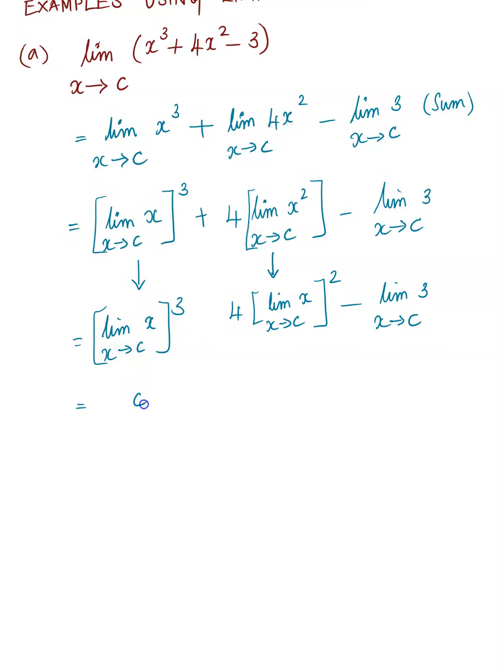So this is going to be c cubed plus 4. That also becomes a c squared. Here there was no c, so it returns that constant 3. Okay? So go ahead and simplify this as c cubed plus 4c squared minus 3.